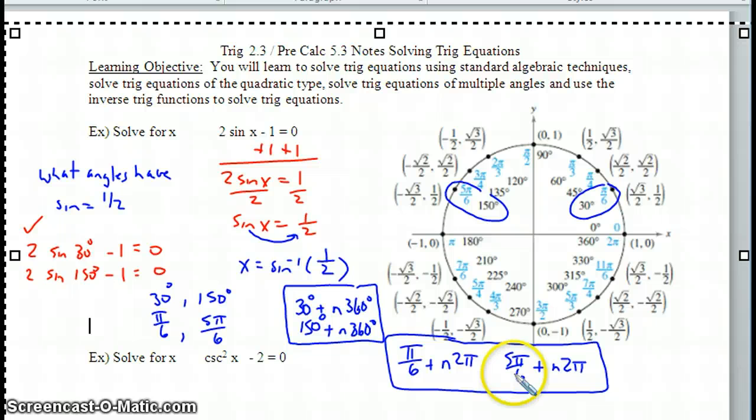If you were to check these in the calculator in radians, you would just change these to pi over 6 and 5 pi over 6. But then you'd want your calculator to be in radian mode.